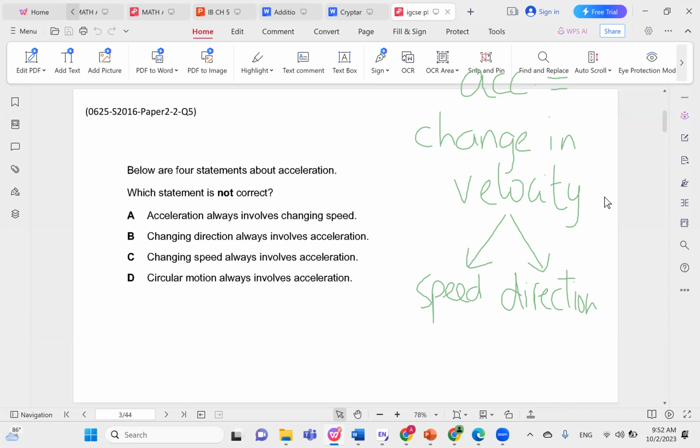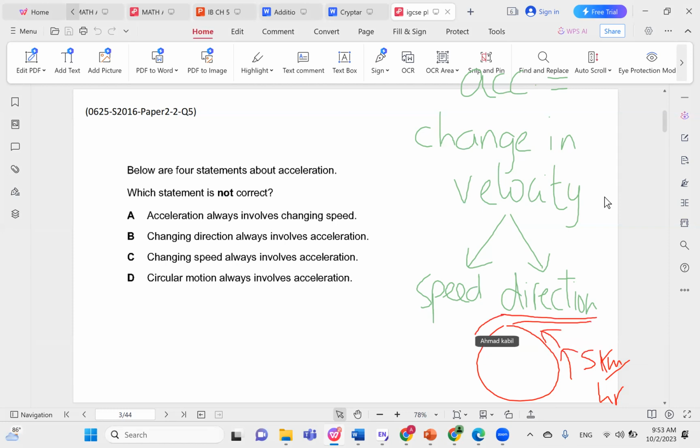So if we're running around a track at a constant speed, I'm running laps around the track at a speed of, let's say, 5 kilometers per hour. Okay. So is my speed constant? Yes, my speed is constant. But is my velocity constant? No, my velocity is not constant because my direction is always changing.